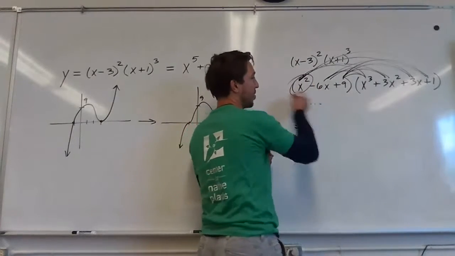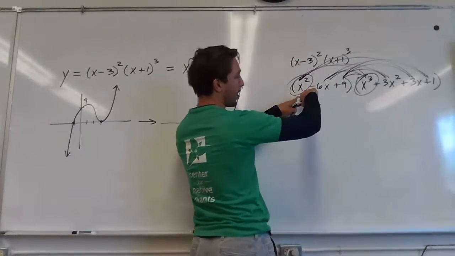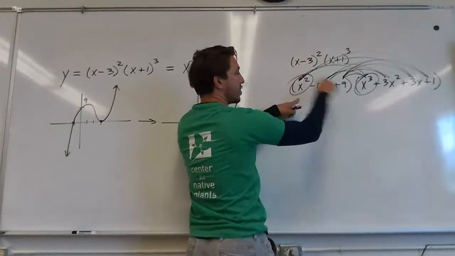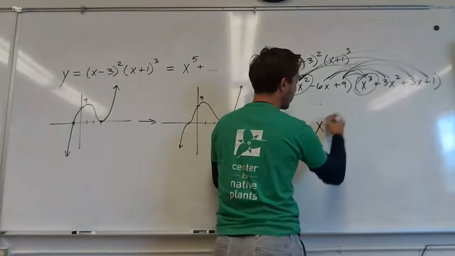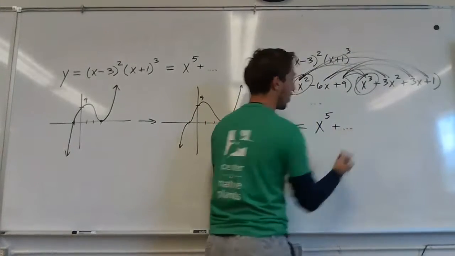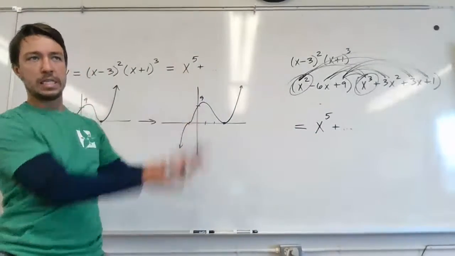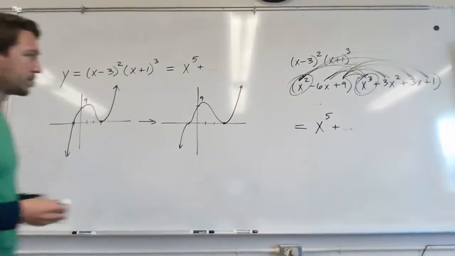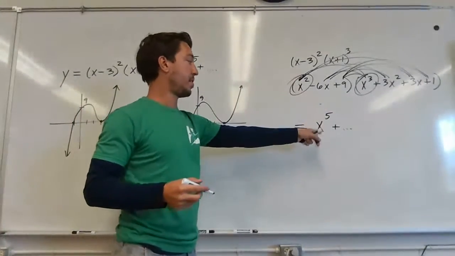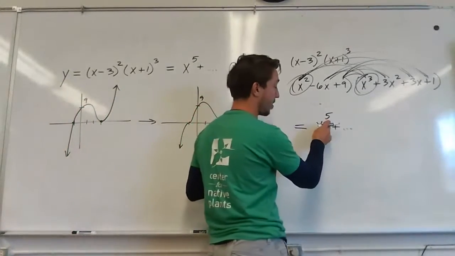Long story short, you see how the first term really just comes down to like, so this x squared came from x squared. This x cubed came from x cubed. And so in this expansion, x to the 5th would be the largest degree term. Is everyone cool with that idea? That makes sense? Okay. Now, why do we care about that in order to understand the graph? Well, what does x to the 5th look like?